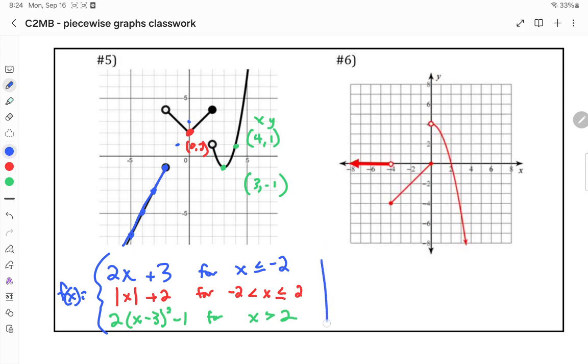All right, last one. I suggest you pause this real quick and give this one a try. I'm going to do this one pretty quickly, so go ahead and pause it and try it for yourself. In the meantime, I'm just going to fill it out.